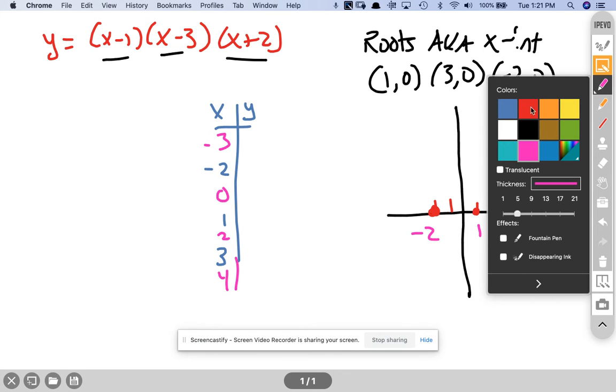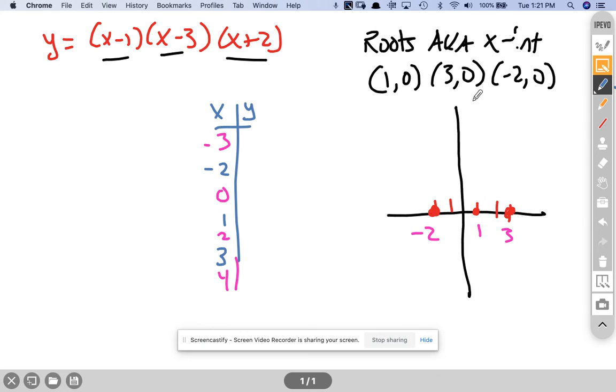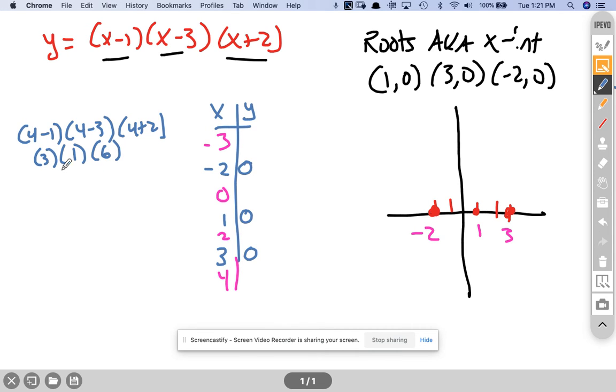Now, the numbers I already know, like my x-intercepts, these ones are all 0. So 1, 3, and negative 2 give 0. I'm going to take these pink numbers and plug them into this red equation. So I'm going to do positive 4 just to make it a simple example. 4 minus 1, 4 minus 3, 4 plus 2. I'm plugging in every spot I see x, and then I'm going to see each parentheses. So 3 times 1 times 6. And when I multiply this out, 3 times 1 is 3, times 6 is 18. So I know my 4 is way up here at 18.